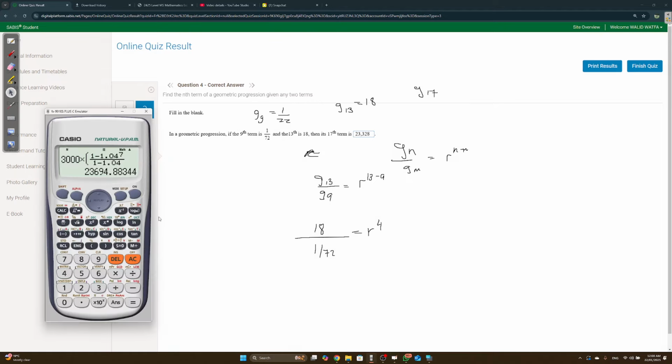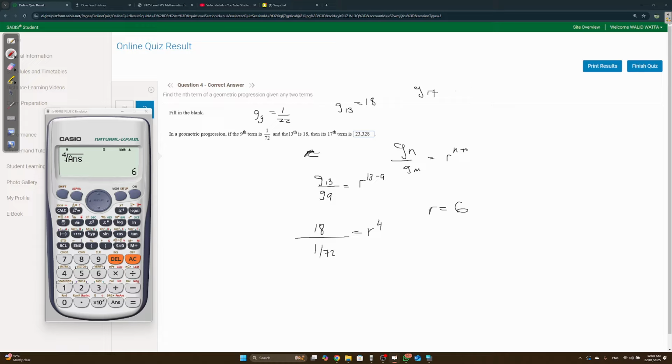Just do it on your calculator. 18 over 1 over 72, the 72 will go up, so times 72. You can do it on your calculator, but I like doing it fast. Then you want to find the fourth root of this, right? So fourth root of the answer, you get 6. So r is equal to 6.